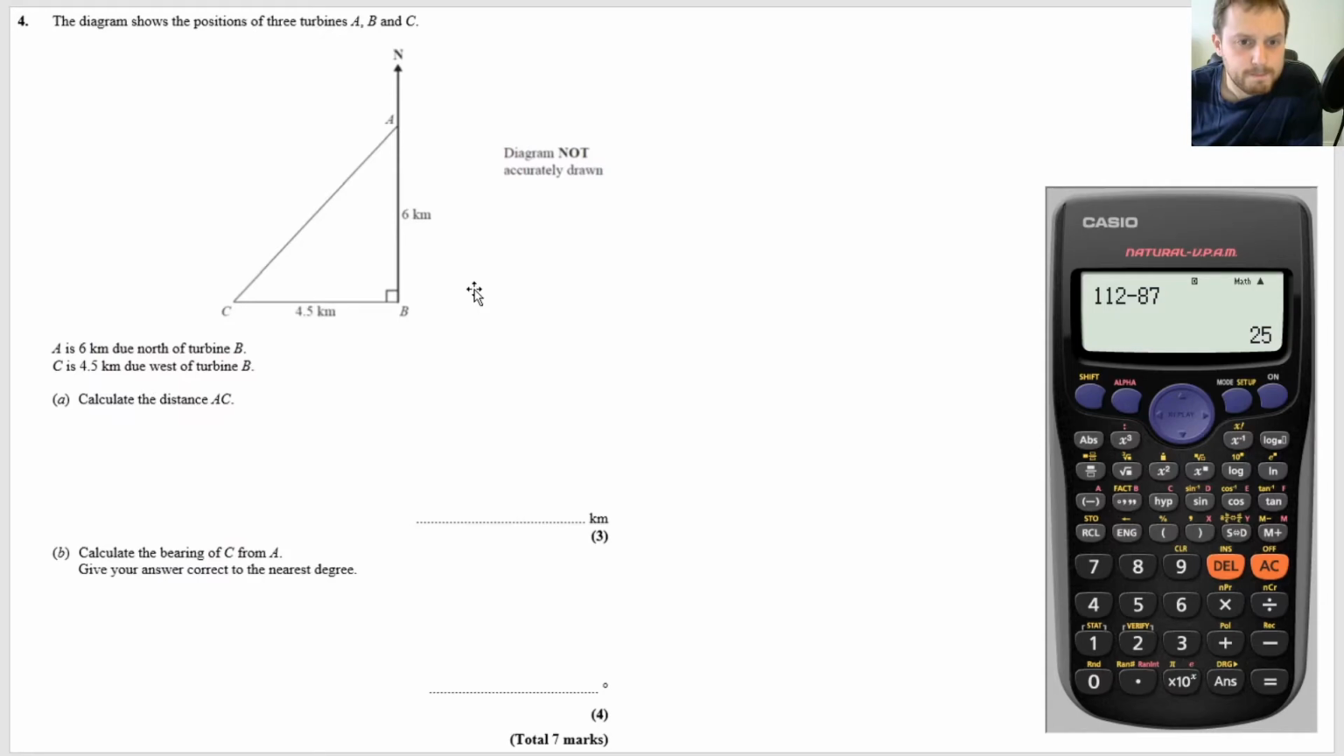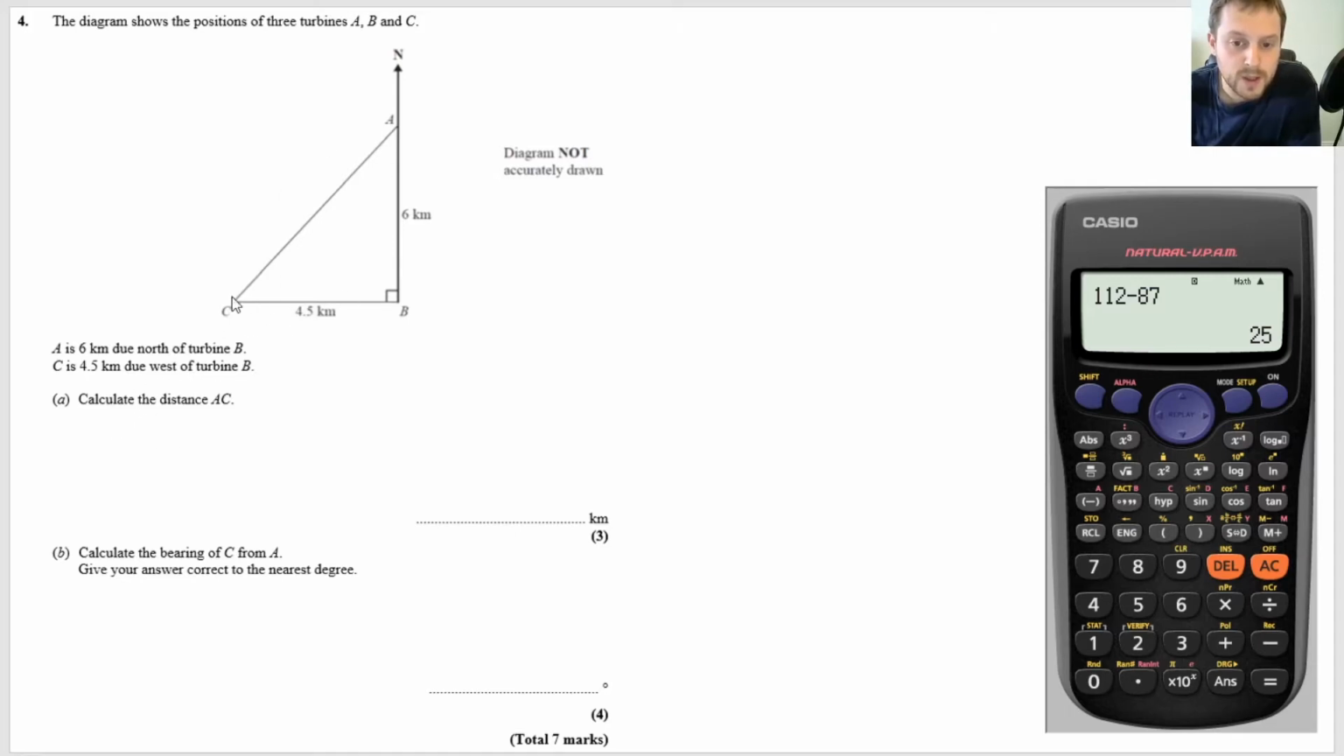Okay, number 5. Slide 5. This was the first slide, so this is actually question 4. So the diagram shows the positions of 3 turbines, A, B, and C. So there they are, A, B, and C, and we've got 4.5 kilometers between C and B, and we've got 6 kilometers between B and A. It says A is 6 kilometers due north of B, and C is 4.5 kilometers due west of turbine B. So this is the picture, and this is the information.